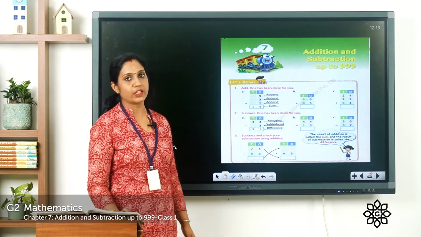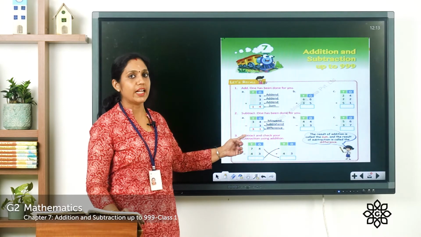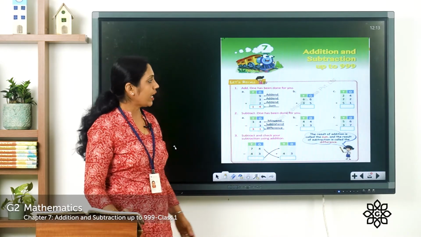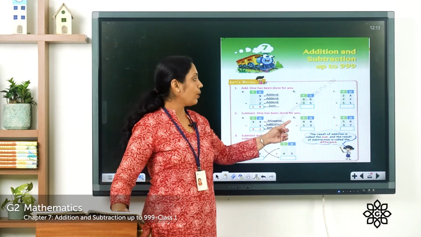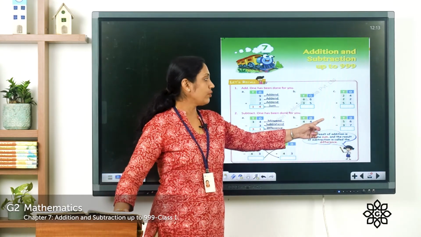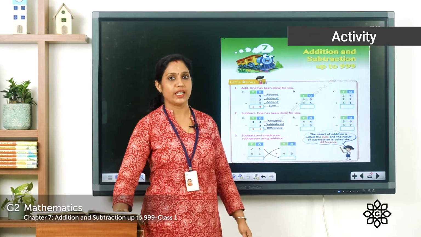Next we have subtract. 1 has been done for you. 34 minus 3. The answer is 31. Similarly, we have question B and C. The question B, 44 minus 13, and C we have 56 minus 37. So this also you can do in your text.